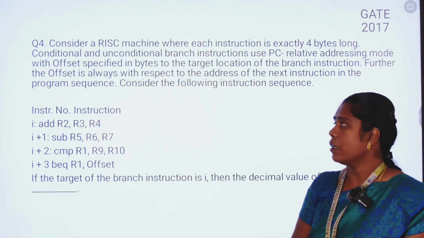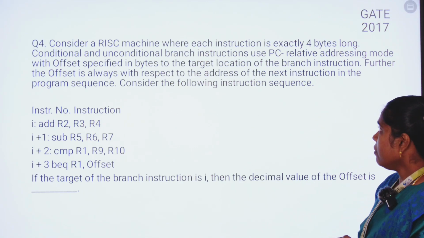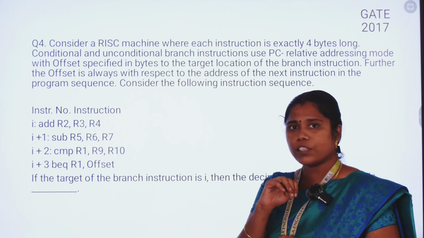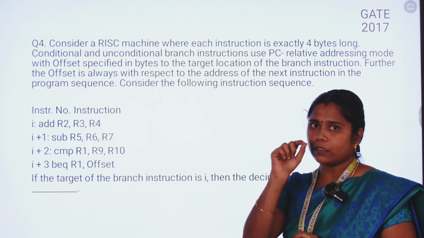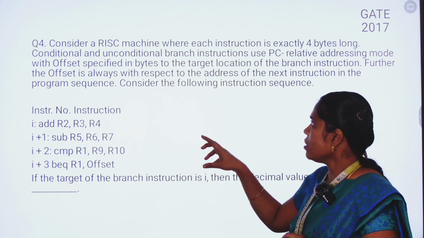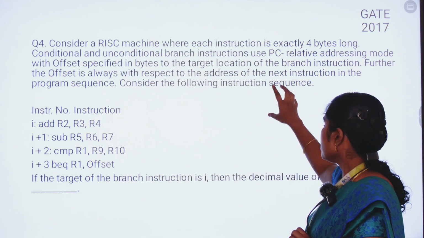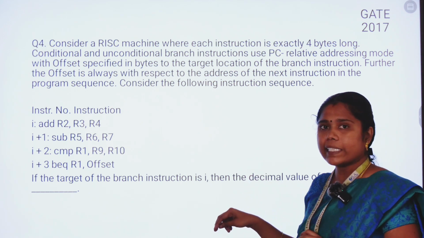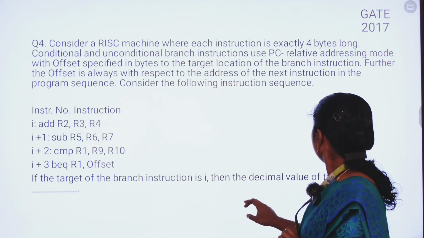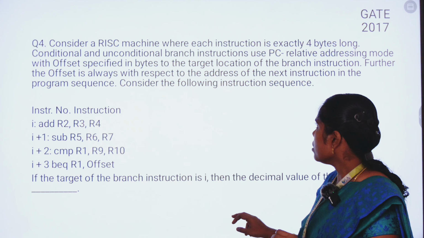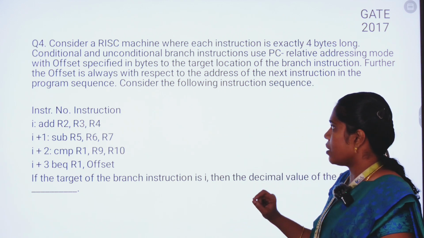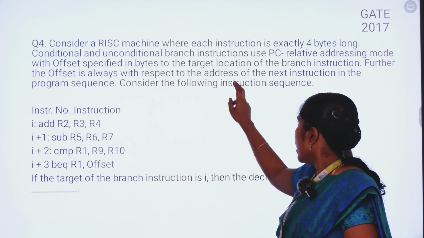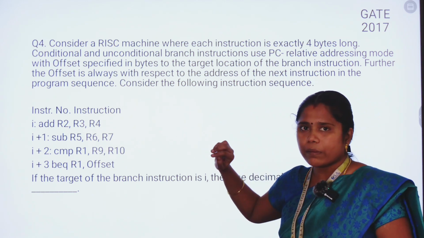Next question. Consider a RISC machine where each instruction is exactly 4 bytes long. This is the main given. Conditional and unconditional branch instructions use PC relative addressing mode, with an offset specified in bytes to the target location of the branch instruction. Further, the offset is always with respect to the address of the next instruction in the program sequence.